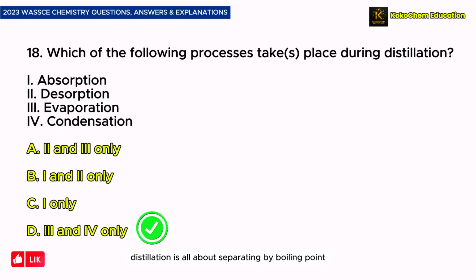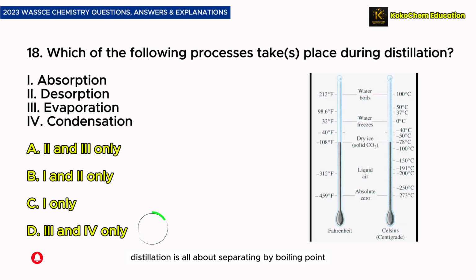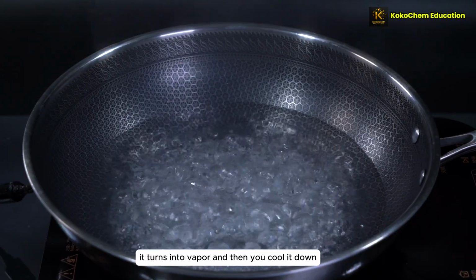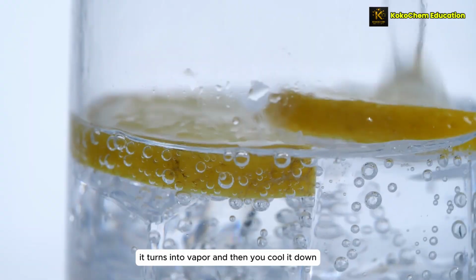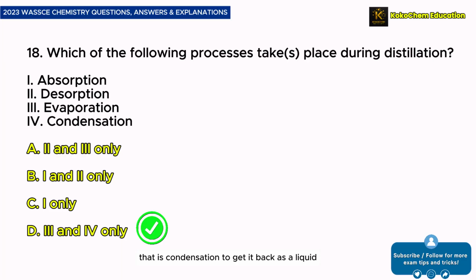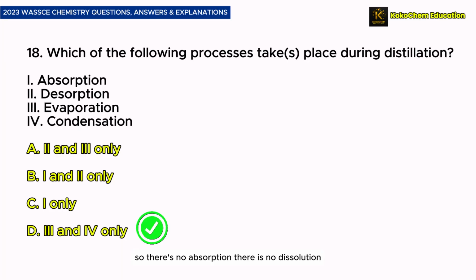Explanation. Distillation is all about separating by boiling point. You heat up a liquid, that is evaporation. It turns into vapor, and then you cool it down, that is condensation, to get it back as a liquid. So there's no absorption, there's no desorption. It's just a phase change happening.